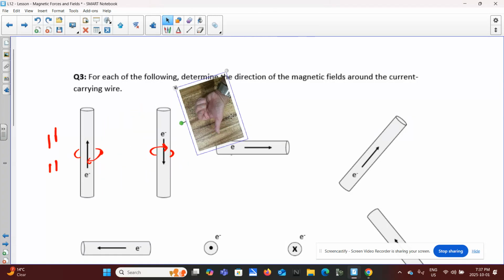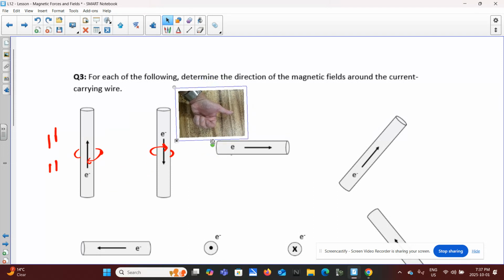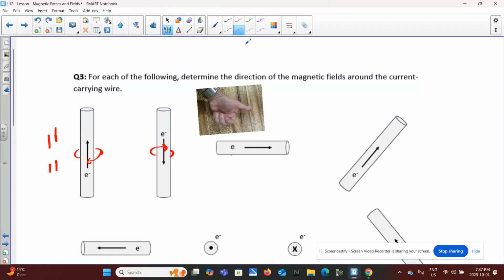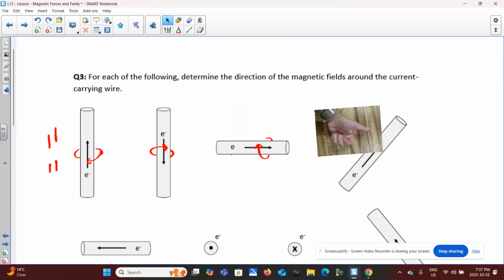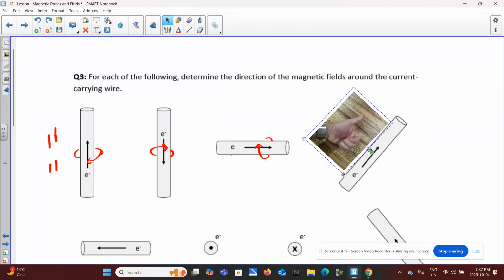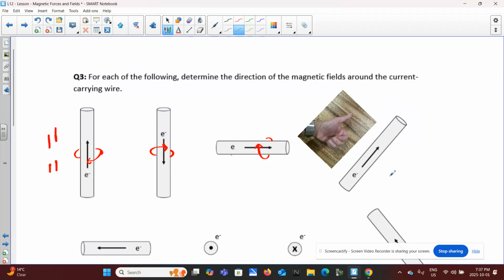Take my thumb, left hand, movement of electrons. I'm going to point my thumb in that direction. And we are coming up the front like that. So my magnetic field is going to be looping around. Next one, weird diagonal. Point my thumb in the direction of the weird diagonal. And again, if I were holding something, my fingers are coming across like that. And therefore, my magnetic field is going to loop around in that direction.